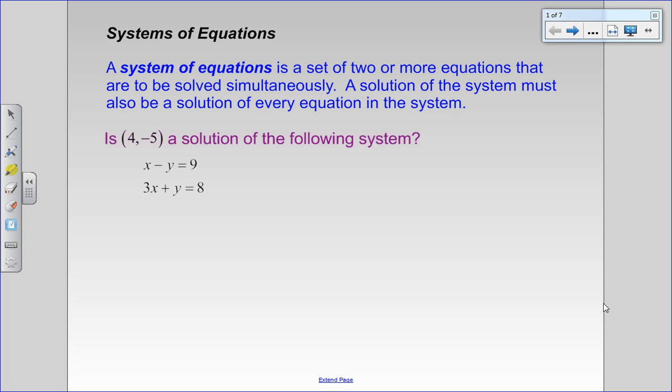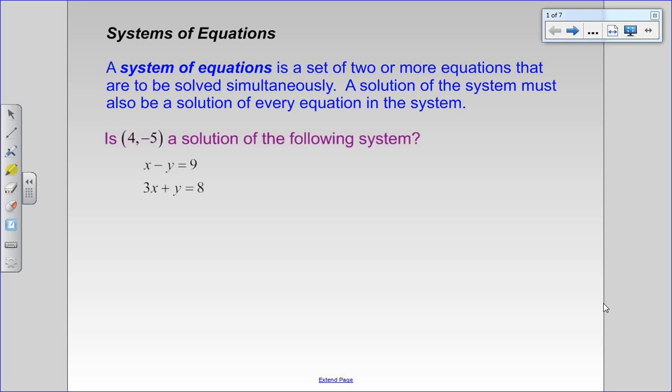A system of equations is a set of two or more equations that are to be solved simultaneously. A solution of the system must also be a solution of every individual equation in the system. Let's look at a brief example.